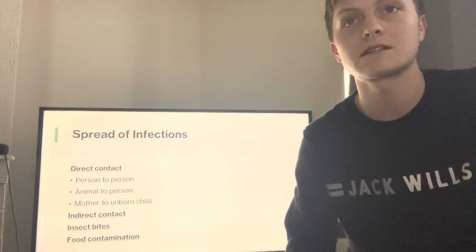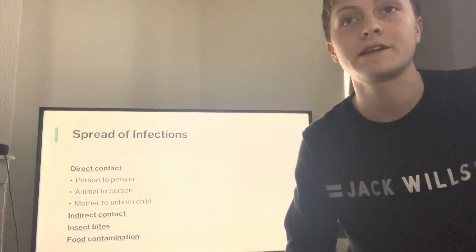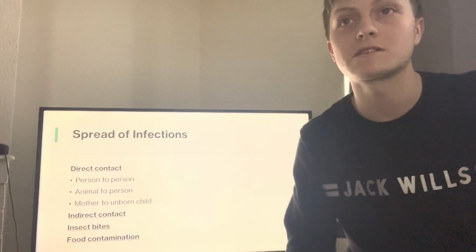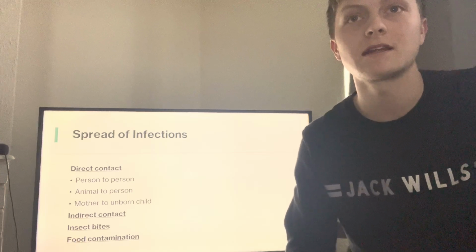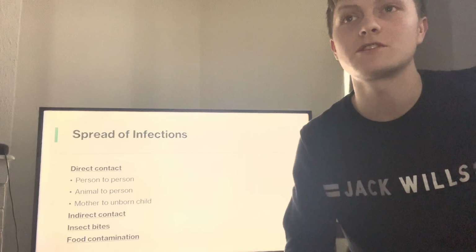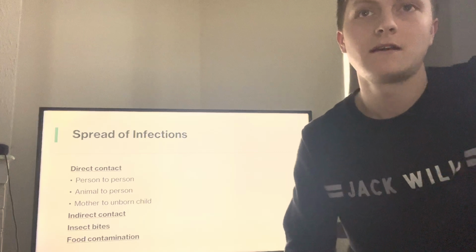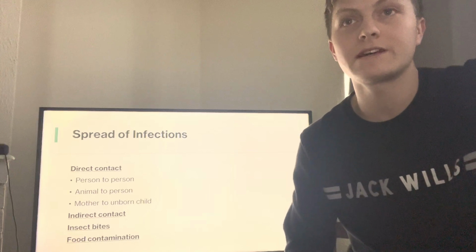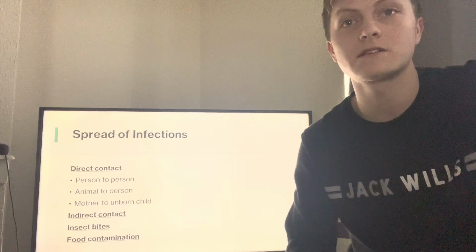Indirect contact, this occurs when an infected individual touches an object and leaves their germs, usually through poor hygiene. Then the next person touches the same object and picks up the infection. Insect bites. An insect bites an individual and passes the infection on, such as malaria. The carriers are known as vectors. Food contamination. Contaminated food or water is infested and the infection is passed on. This can be via dirty water, uncooked food, such as E. coli.